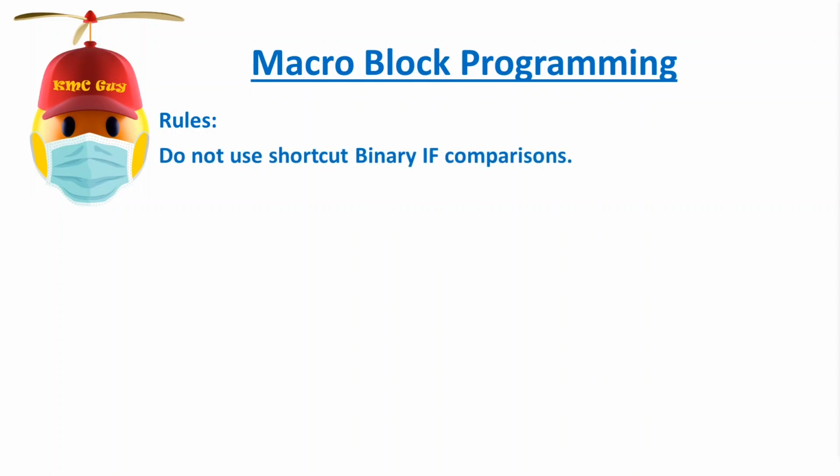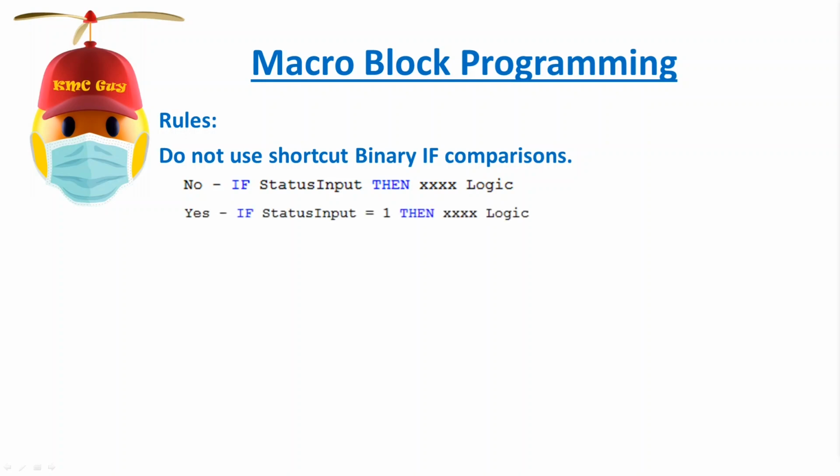Do not use shortcut binary if comparisons in your block programming. Here's an example of what not to do. If status input, then logic. Instead, use the equals. If status input equals 1, then logic. If you have an input to your macro block that is just something you're going to hand type in instead of having it attached to an object, by using the first one, you'll end up with a line that says if 1, then logic, which will not compile properly.